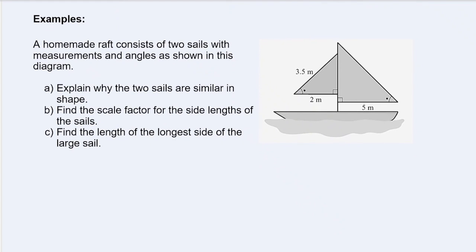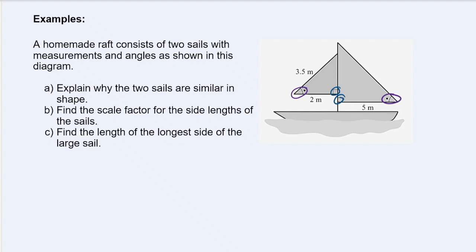Here we have a homemade raft. Looks a bit more like a sailboat. It's a homemade raft consisting of 2 sails with the measurements and angles as shown. Explain why the 2 sails are in a similar shape. Now, it's pretty easy. We've got 2 right angles. Boom, one set of angles that are the same. And we have 2 angles here that are also being indicated as being the same.